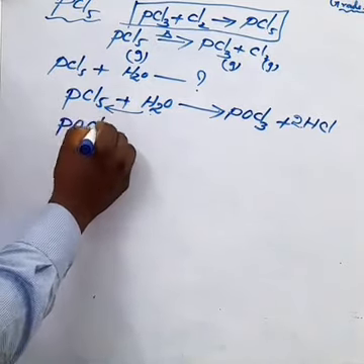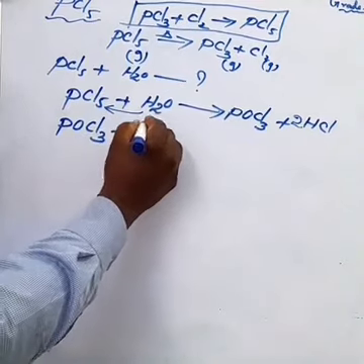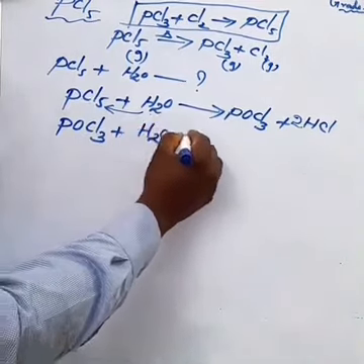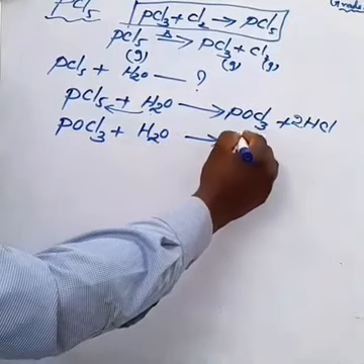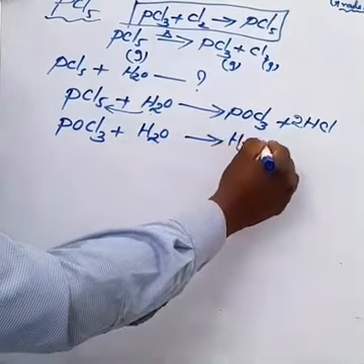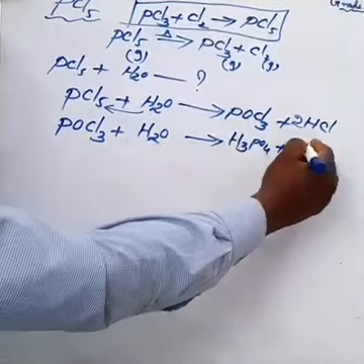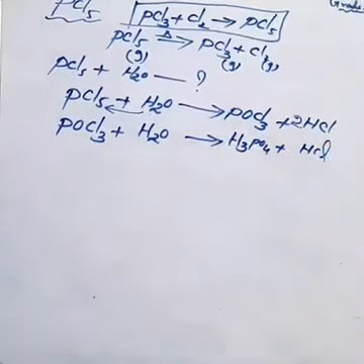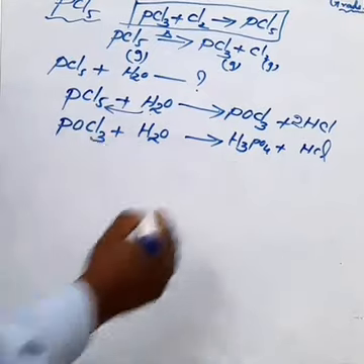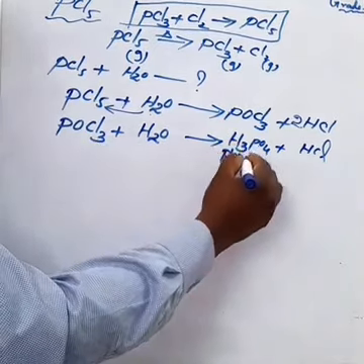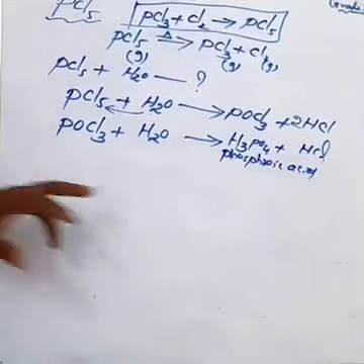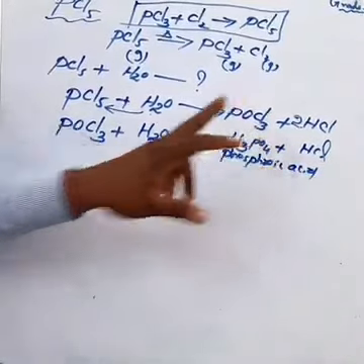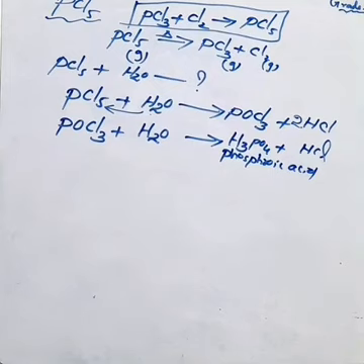POCl3. POCl3 reacts with water molecules, that is H2O, and gives H3PO4 plus the hydrogen combines with the chlorine, we get hydrochloric acid. What is H3PO4? Now only we learned about H3PO3, phosphorus acid. H3PO4 is phosphoric acid. Am I right? So how to balance the equation?